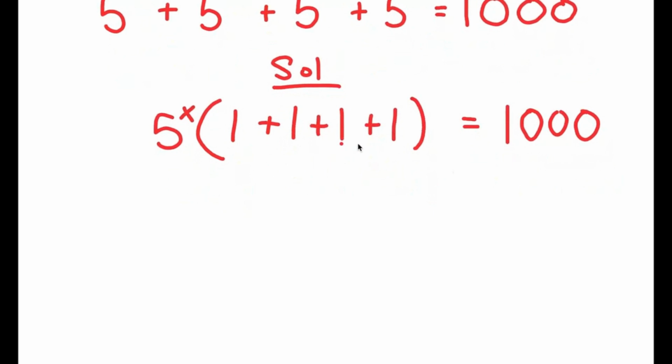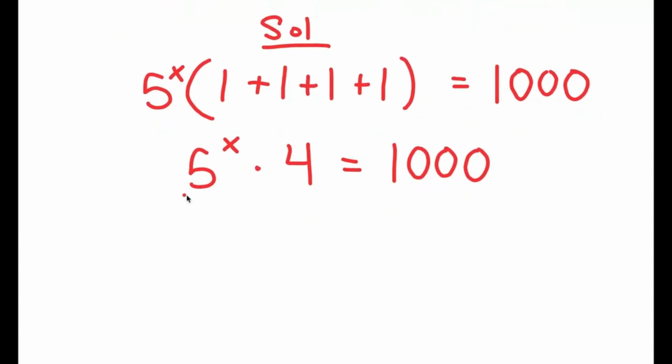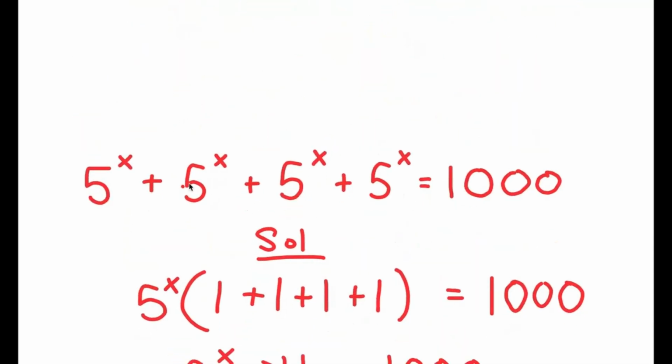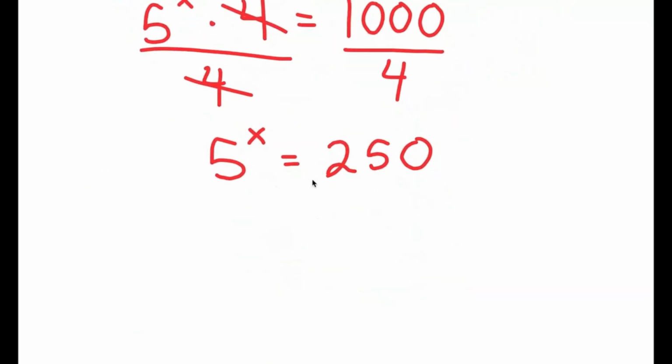And now 1 plus 1 plus 1 plus 1 is 4, so I get 5 to the power of x times 4 is equal to 1,000. Now, we want to isolate x, so I'm going to divide both sides by 4. So then these two cancel out, and I get 5 to the power of x is equal to 1,000 divided by 4, which is 250. So from this large equation here, we got up to an equation that is significantly smaller.